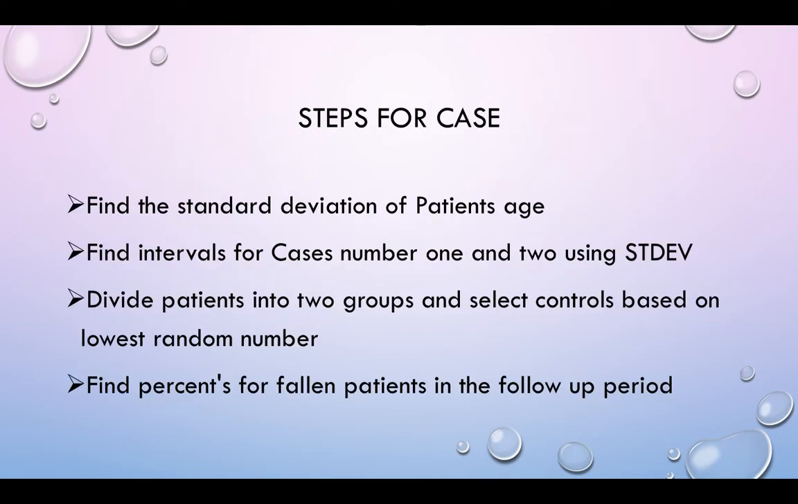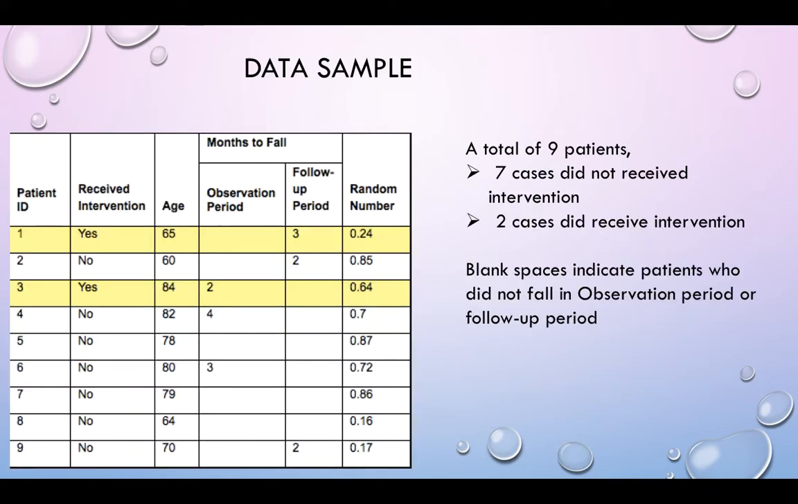Steps for this case are to find the standard deviation of patients' age, find intervals for cases numbers 1 and 2 using their standard deviation, divide patients into two groups, and select controls based on lowest random number. Find percents for falling patients and the follow-up period.